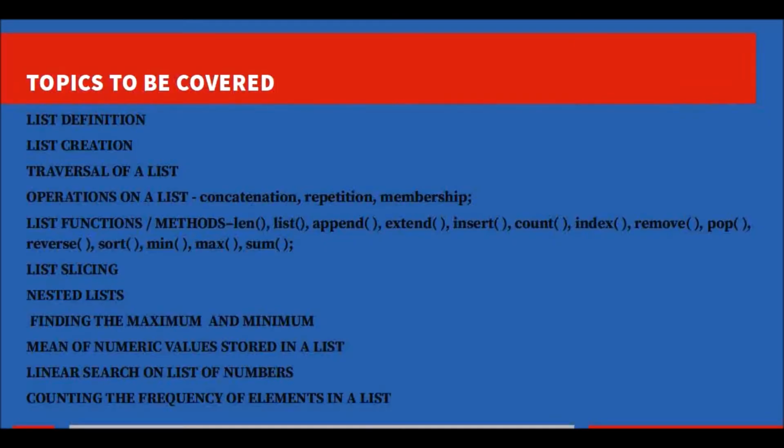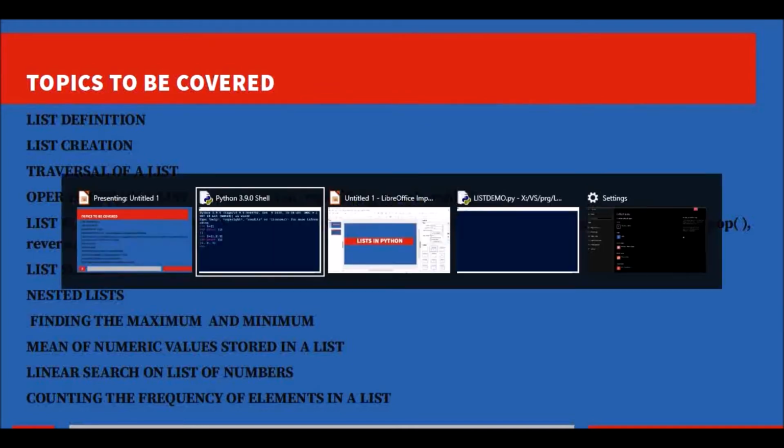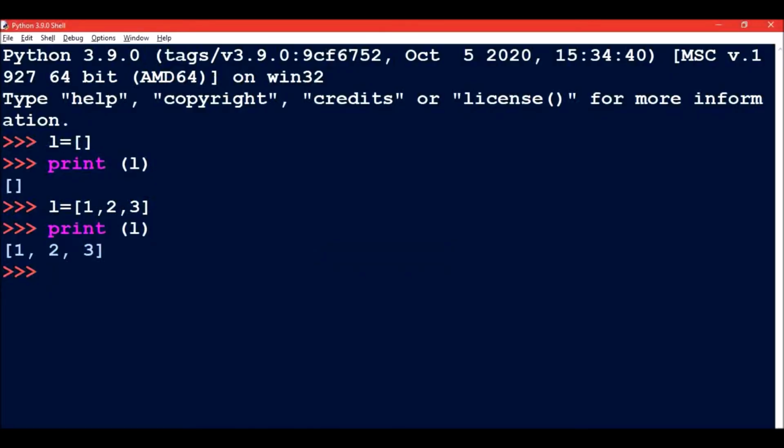So the next topic is list creation. To create a list, put a number of expressions in square brackets. That is, use square brackets to indicate start and end of the list and separate the items by comma, like shown over here. So L is a list and it is containing 3 elements, 1, 2, 3, and they are enclosed in square brackets. A list can contain only numbers, only strings, or strings and numbers both.